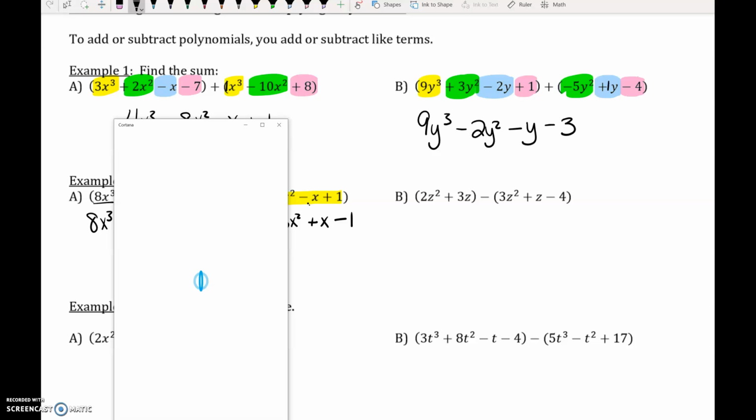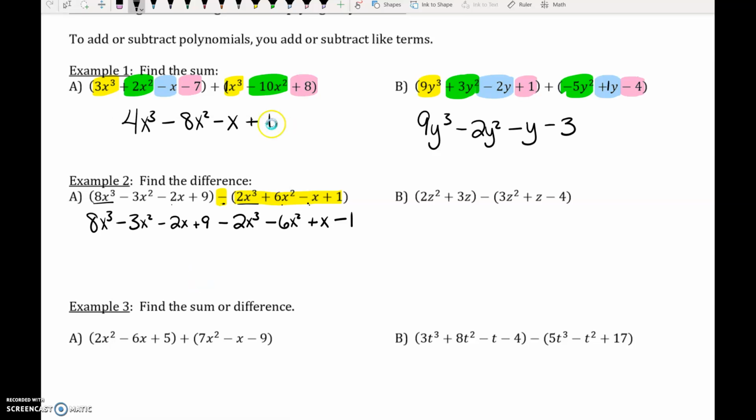So 8x to the third minus 2x to the third would be 6x to the third. I should probably show my work somehow here. Negative 3x squared and negative 6x squared. Negative 3 and negative 6 is negative 9x squared. Negative 2x and x would be negative x. And 9 and negative 1 would be 8.